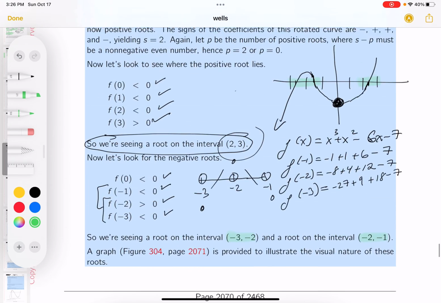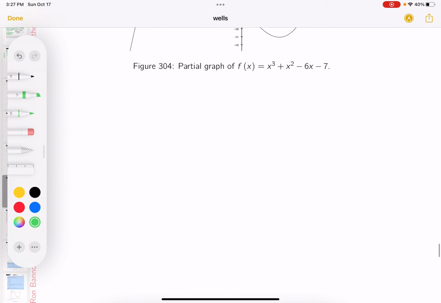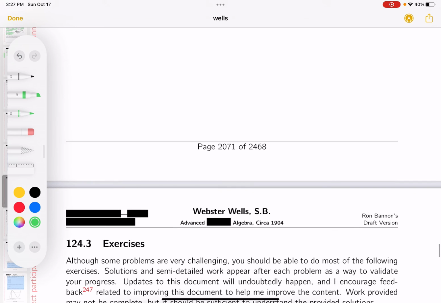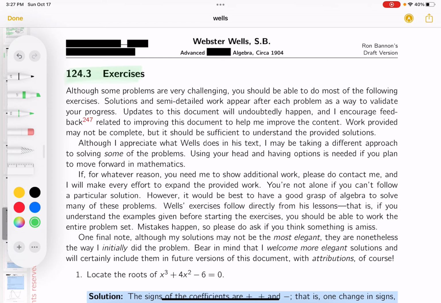So let's look at the better picture, if they have it. Yeah, they got it. I'm seeing that over here, and I'm seeing this one over here. And that's all we're doing, right? Some simple bounding of where the roots would be, and hopefully they're not too bad to do. There's going to be some exercises to get through.